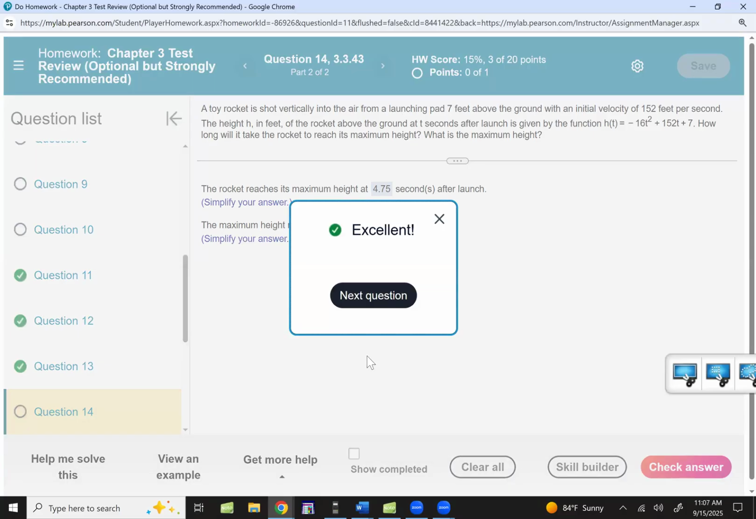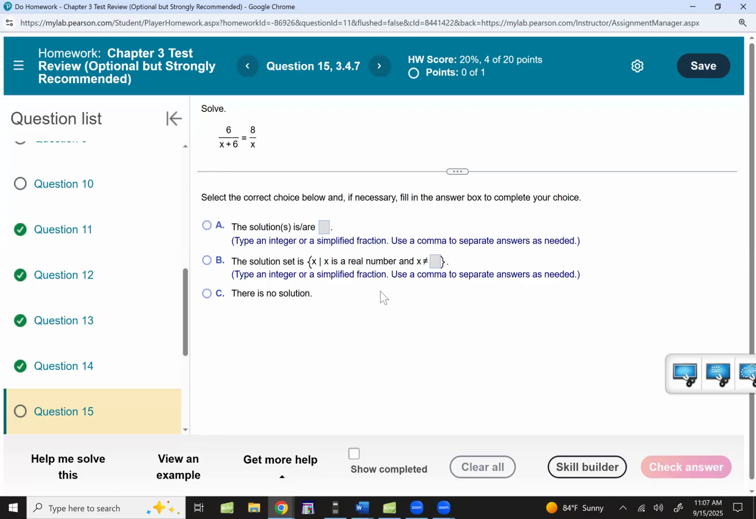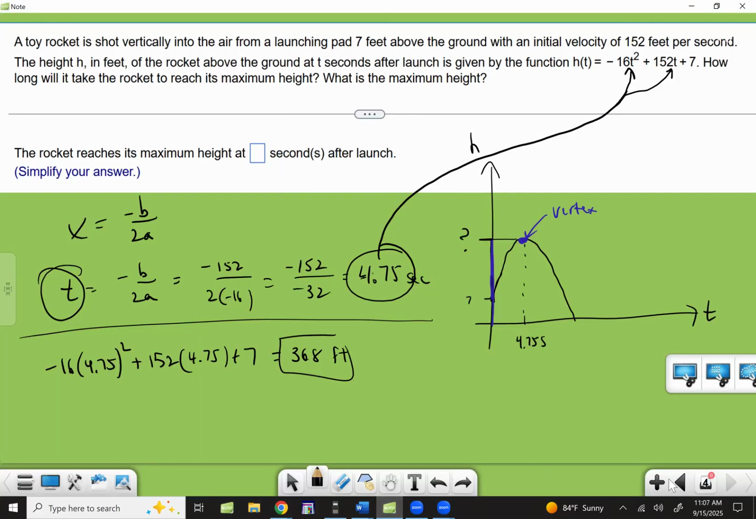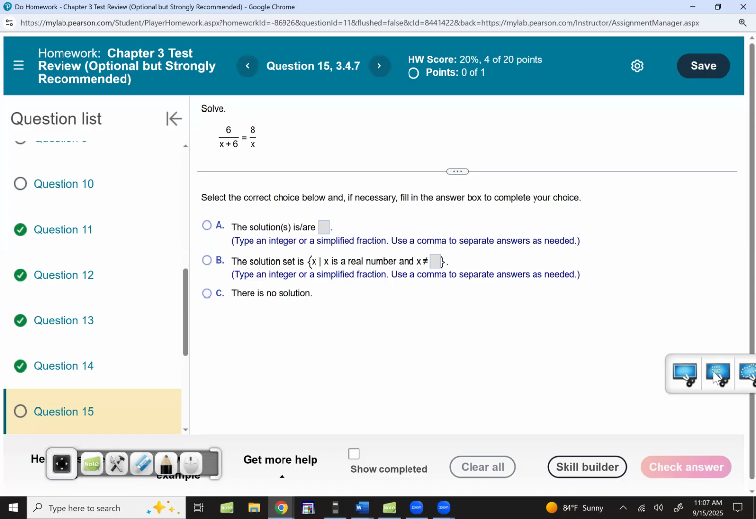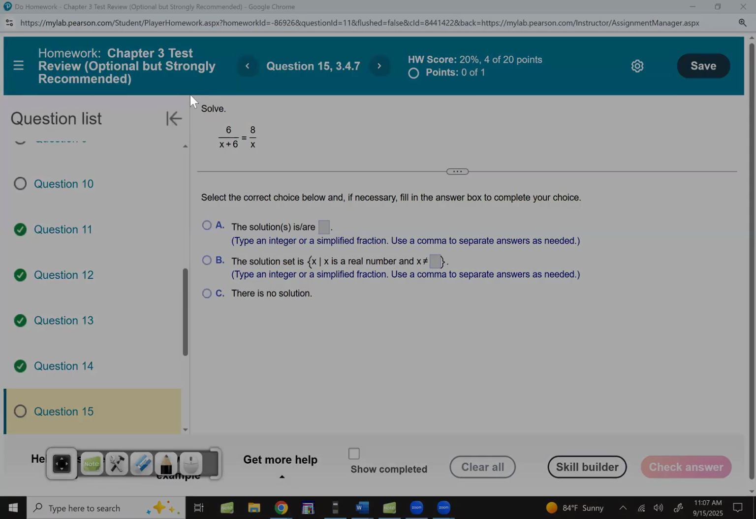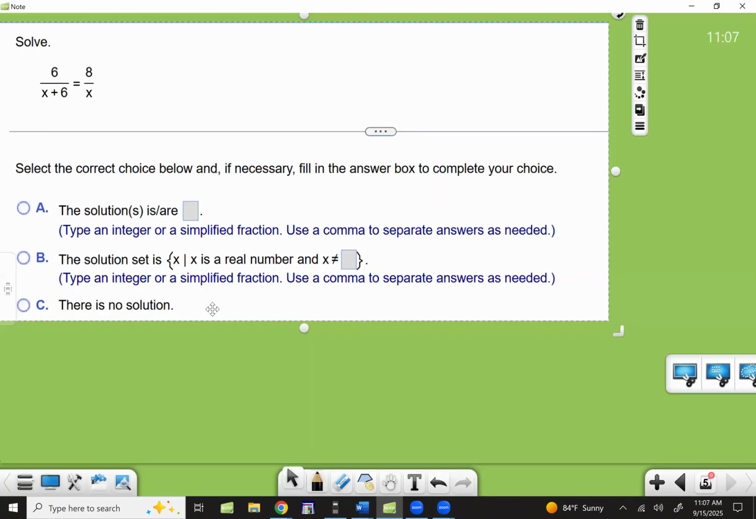Cool. All right, looking good. It's nice to see the math that you're doing actually apply, right? Okay. See, is number 15 solve? Grab all this because we might need it.